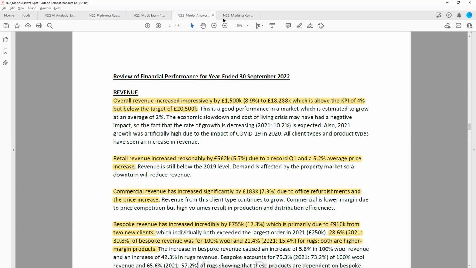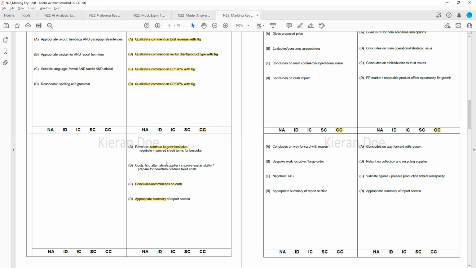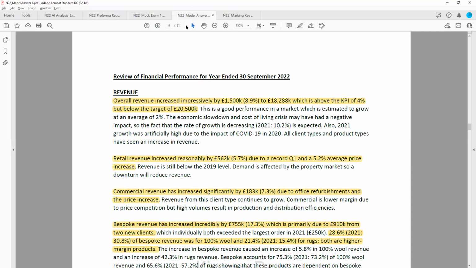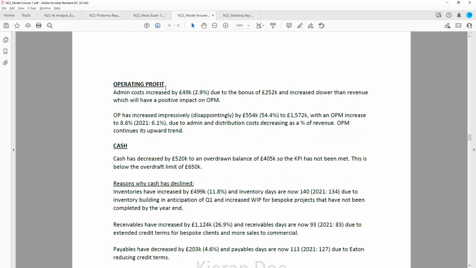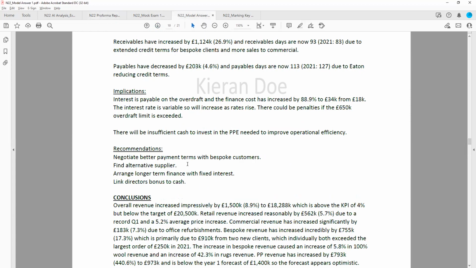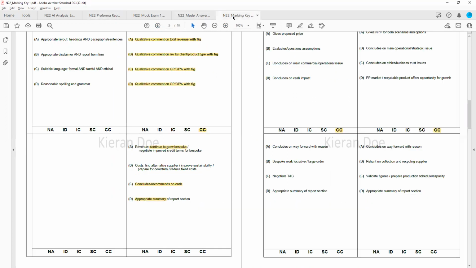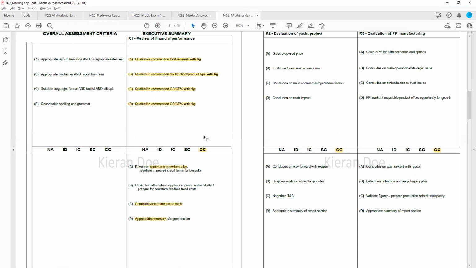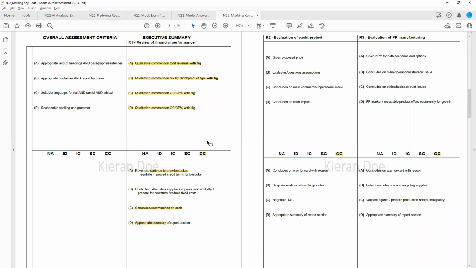And then with your recommendations as well, if they are more focused on recommendations, then hopefully you'll pick those up if you've thought about some good recommendations based on what has gone on in the year. And that's what I've done here with the recommendations. Focus on channels which have performed well in the year, investigate ones which have performed poorly. Reducing operating gearing if there is going to be a downturn is a good one to suggest. And we had lots of good recommendations here with the one-off piece of analysis. So bringing those in should help you pick up those marks.